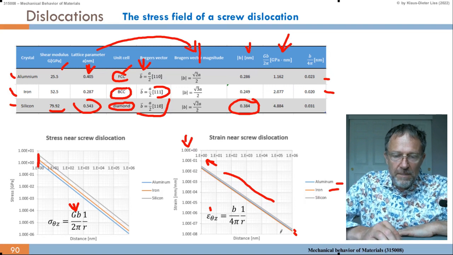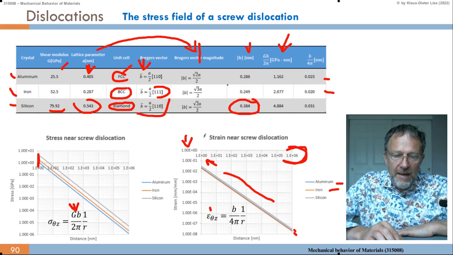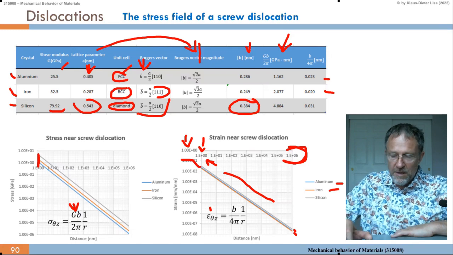What we see here, it behaves very well at large r, 10 to the 6 nanometers, so this is millimeter. But if you go to 1 nanometer, we are here. And what happens if you go beyond that? If you go beyond that, then of course it saturates. Because as we know, as we approach the atomic distance, we approach 1 Burgers vector, then the model is not valid anymore.